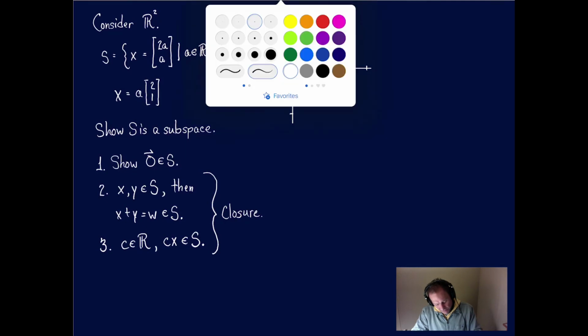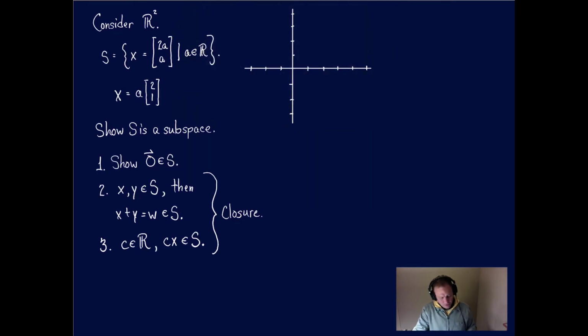I'm going to graph. We'll use yellow. Yellow shows up really nice. Notice that really what we're looking at is the set of vectors that are scalar multiples of the vector 2, 1. So let's put that down. So here is the vector x, and let's put an arrow on it. So x here is the vector 2, 1.